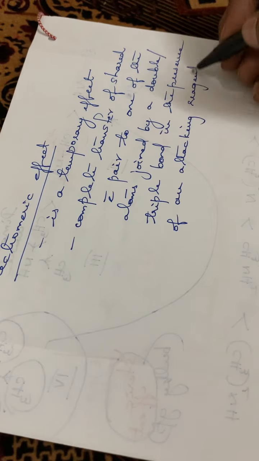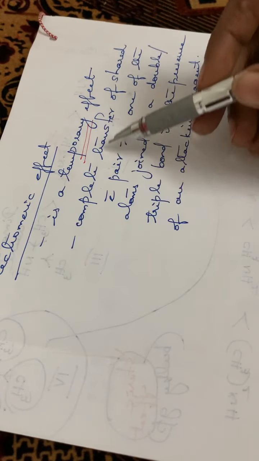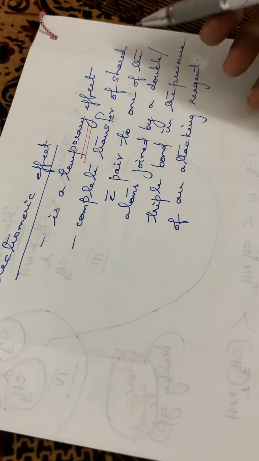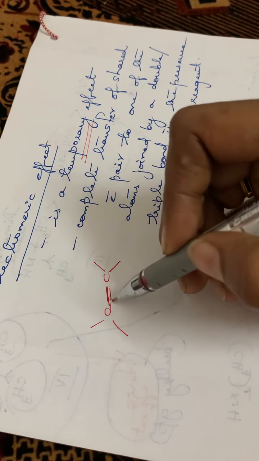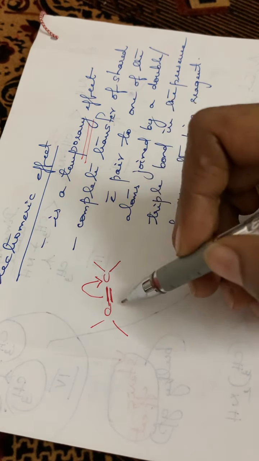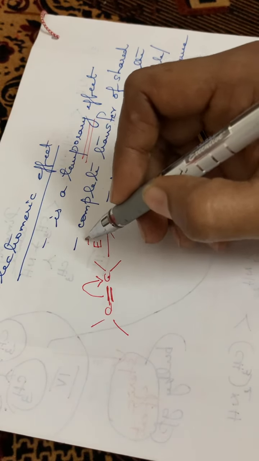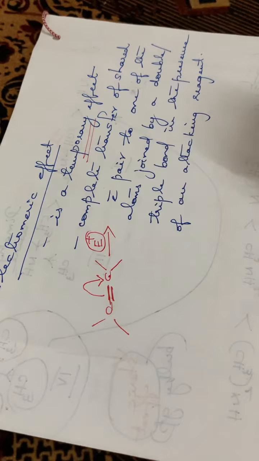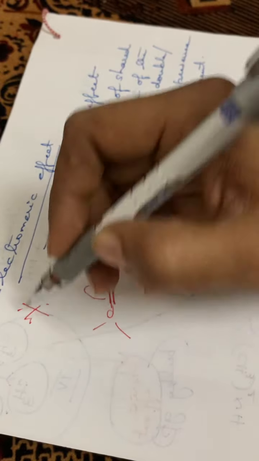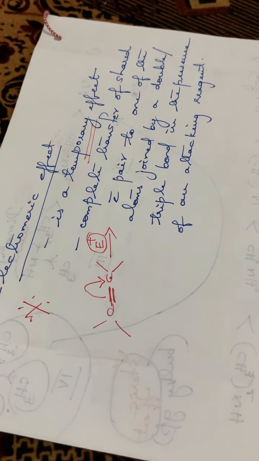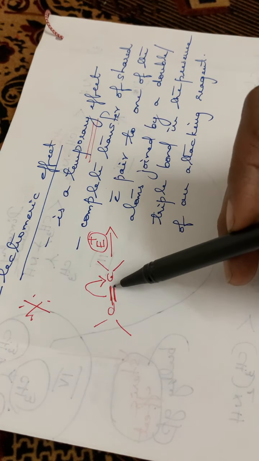So this is the definition of the electromeric effect. It is a temporary effect which involves the complete transfer of the shared electron pair to one of the atoms. We have seen the reaction: the shared pair of electrons, the pi electron pair, is completely transferred to one of the atoms, and this transfer takes place only in the presence of an electrophile. You have to study this definition also. If the attacking reagent is withdrawn, the original electronic condition will be restored.